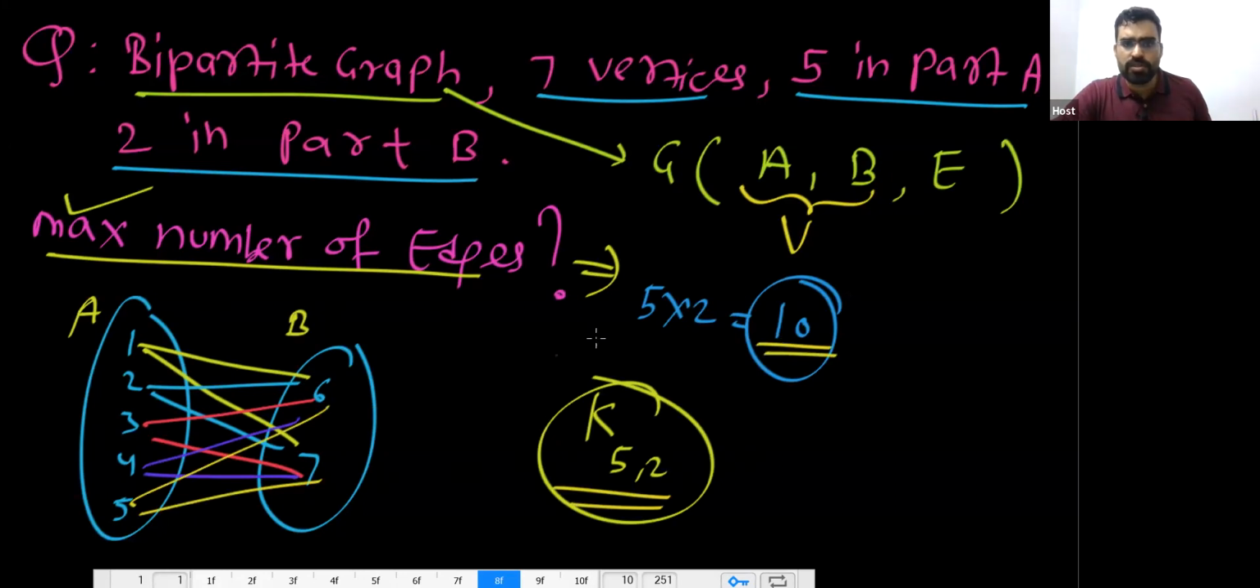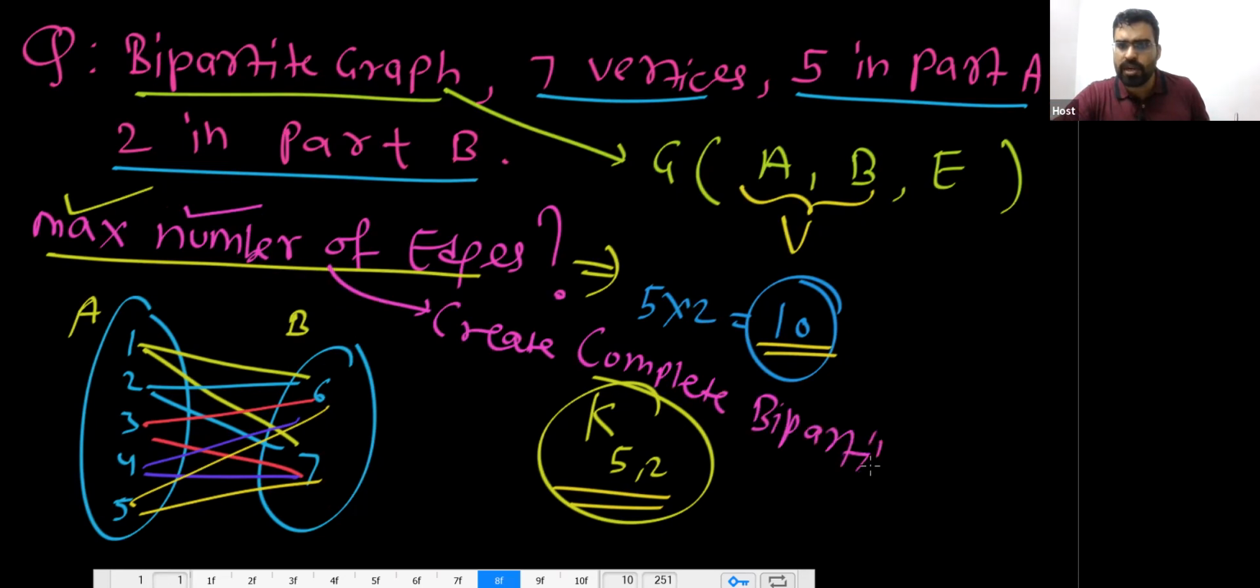Is this clear? Because here we know how many vertices we have in part A and how many in part B. Part A has 5 vertices, part B has 2 vertices. So how to get the maximum number of edges? Create a complete bipartite graph. If you want to get the maximum number of edges, then create a complete bipartite graph. So this is the idea.